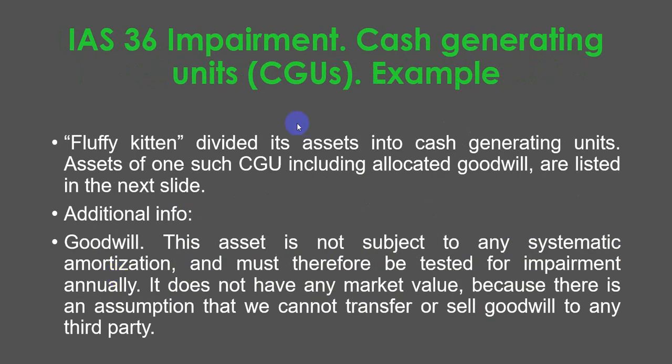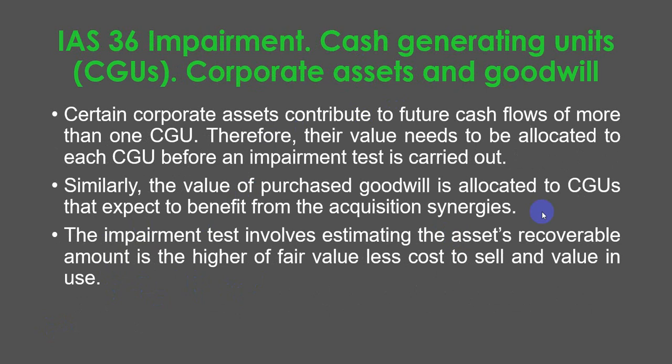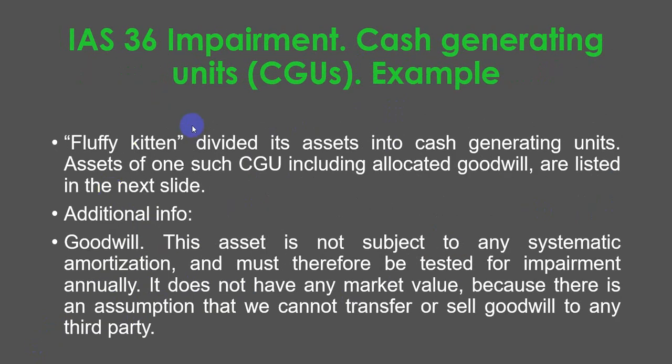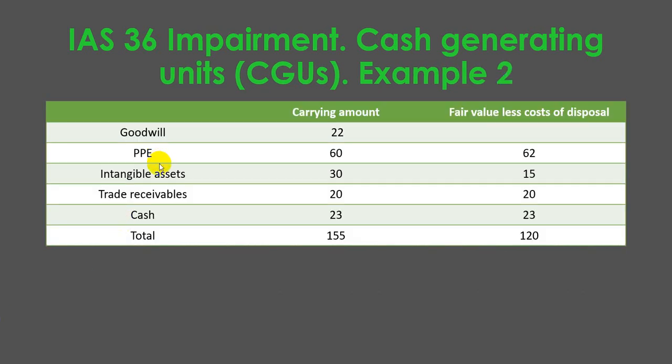So let's move further. Let's look through an example just to understand some things, because it probably sounds a little bit difficult. Our entity, Fluffy Kitten, divided its assets into cash-generating units. Assets of one such cash-generating unit, including allocated goodwill, are listed in the next slide. Let's look at them. So we have goodwill of 22 million, or probably $22. That's not quite important in this case. Let's just assume that's $22.